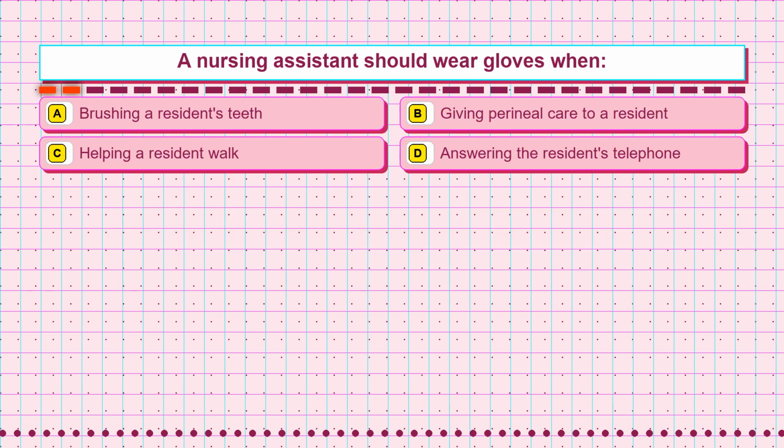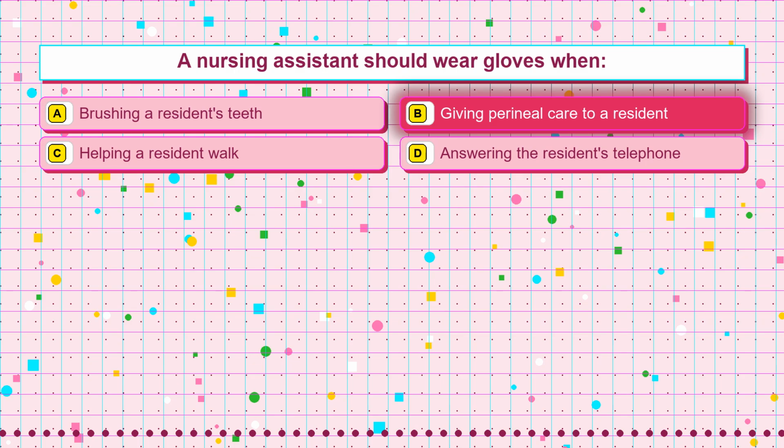Question 30. A nursing assistant should wear gloves when: Option A. Brushing a resident's teeth. Option B. Giving perineal care to a resident. Option C. Helping a resident walk. Option D. Answering the resident's telephone.